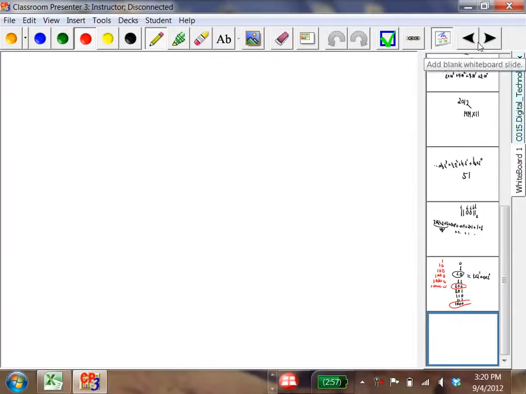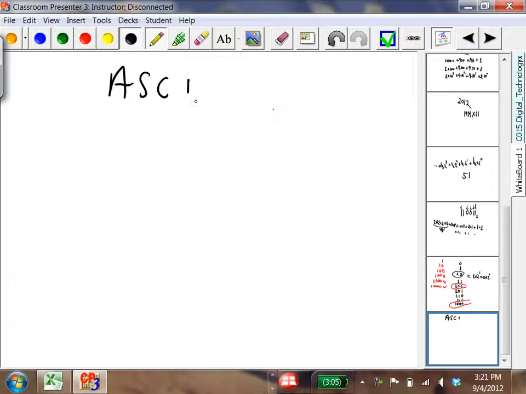So we've seen that there is a code called ASCII. I talked about ASCII last time.